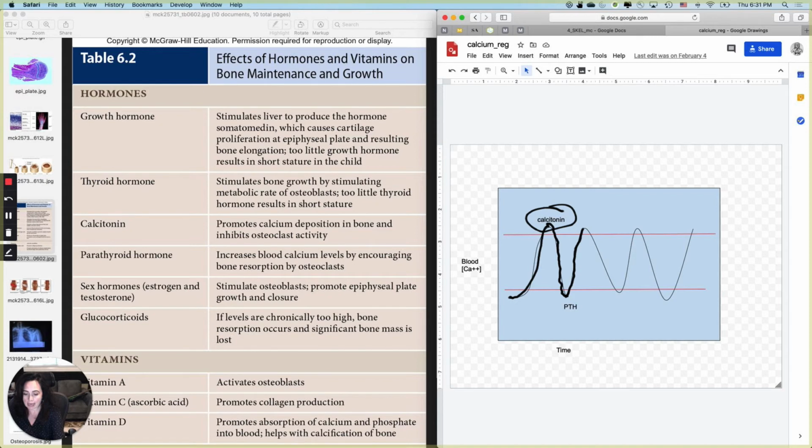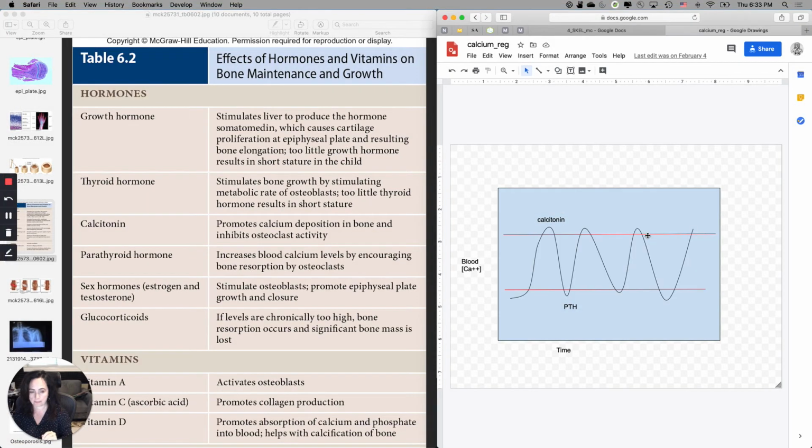So whenever calcium is high in the blood, you release calcitonin. Whenever it's low, you release PTH, over and over and over. And this is sort of how you decide whether to make a deposit or a withdrawal from your savings account each time in order to keep your blood calcium in this ideal range that you see in red right there.